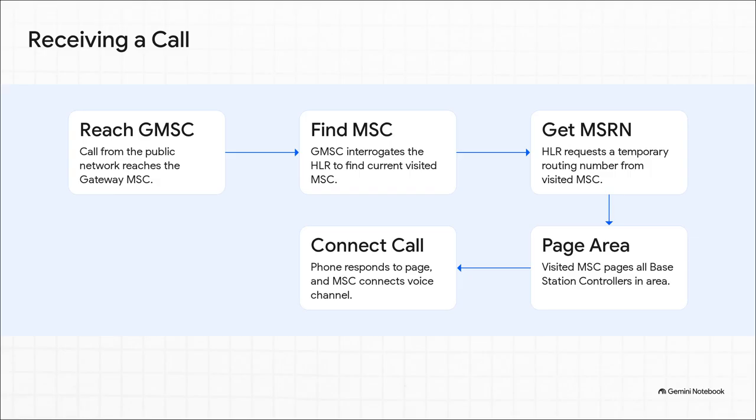Once the gateway gets that temporary number, it shoots the call to your local MSC. But remember, your local MSC only knows roughly what area you're in, so it broadcasts a page across all the base station controllers in your area. Your phone hears its name being called, responds to the page, and only then does the MSC open the voice channel and make your phone ring.